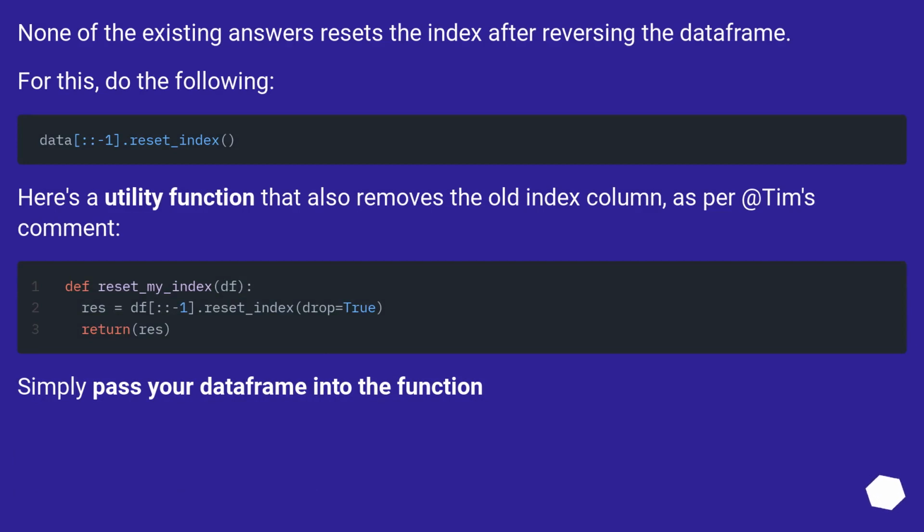None of the existing answers resets the index after reversing the data frame. For this, do the following. Here's a utility function that also removes the old index column, as per a commenter's suggestion. Simply pass your data frame into the function.